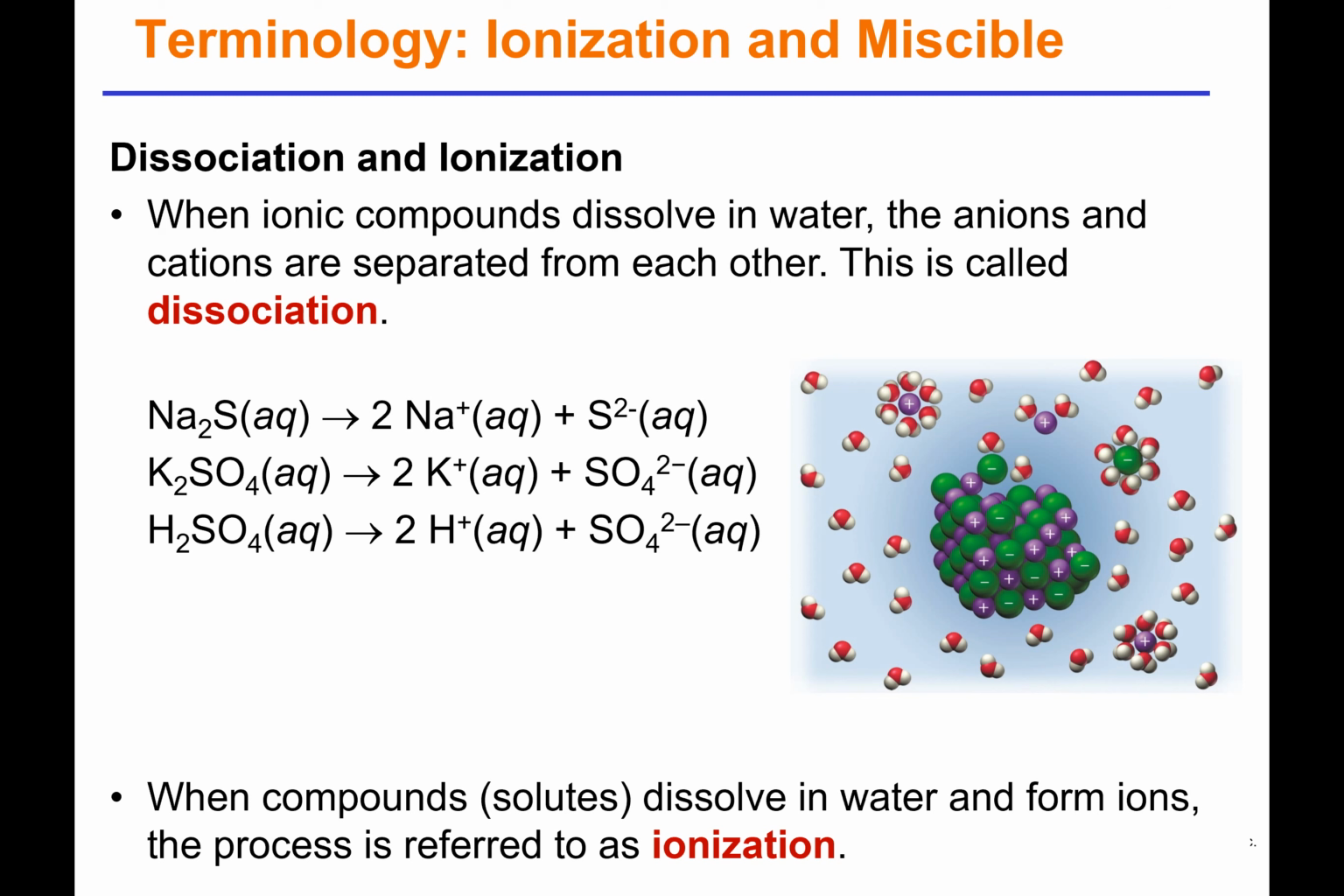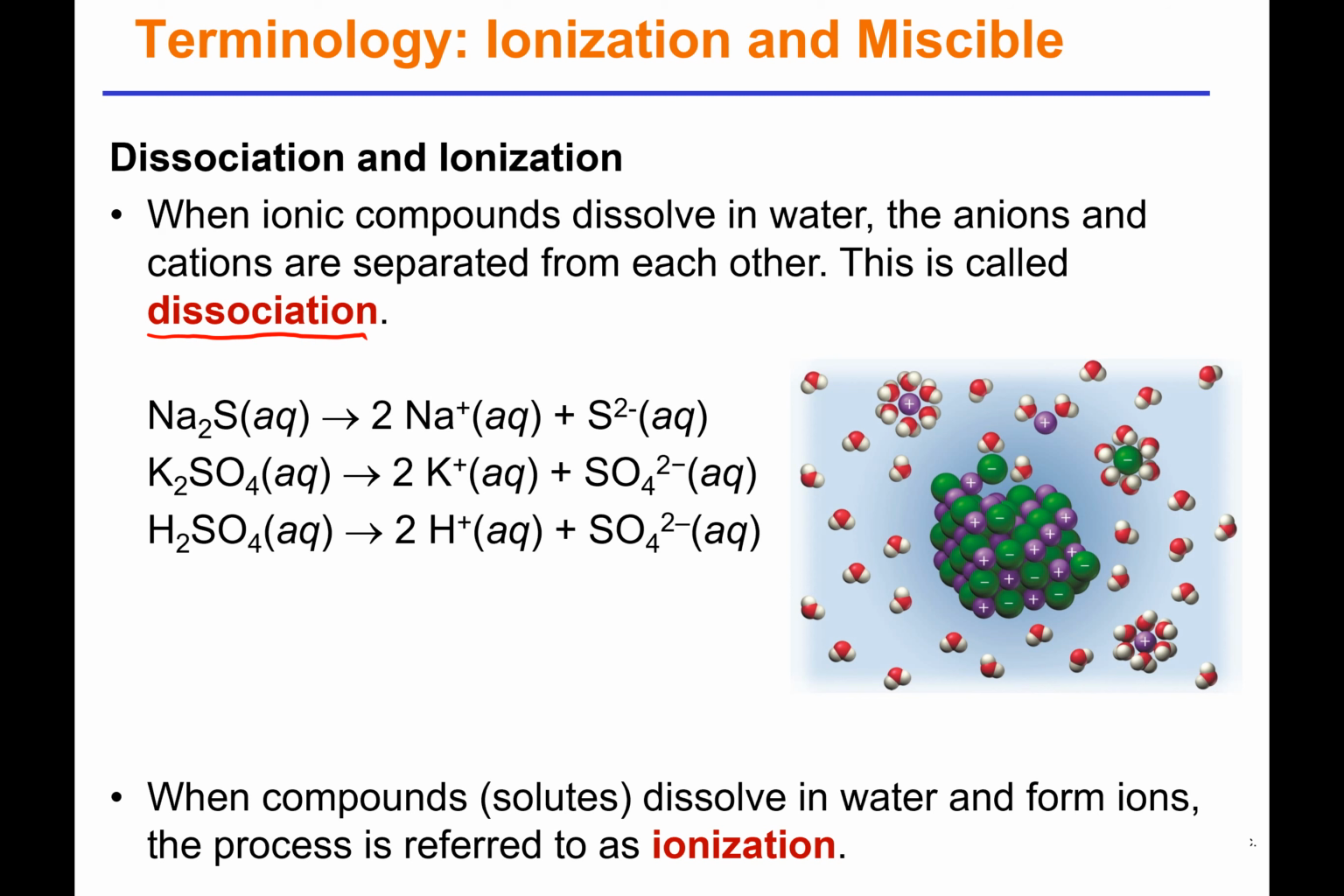So an ionic compound dissolves in water. The anions and cations are separated from each other, and this we call dissociation. And this can be for either salt compounds, something like sodium chloride, or this could be for strong acids, strong bases, or even weak acids and weak bases. Okay, so if we have ions that are separating from each other, that's known as dissociation.